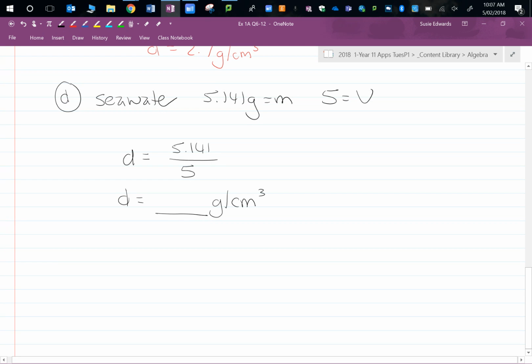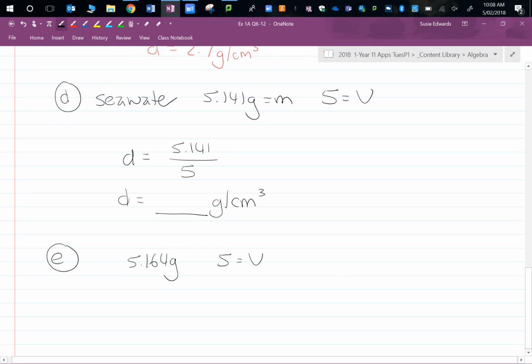When you get to E, it's the same. It's still salt water. This time it's at a depth of 1,000 metres. But what you'll notice is at that depth, the mass changes. So therefore, the density is going to change. You don't need to do anything about the 1,000, but the information they've told you is that the mass is 5.164 and the volume is 5.